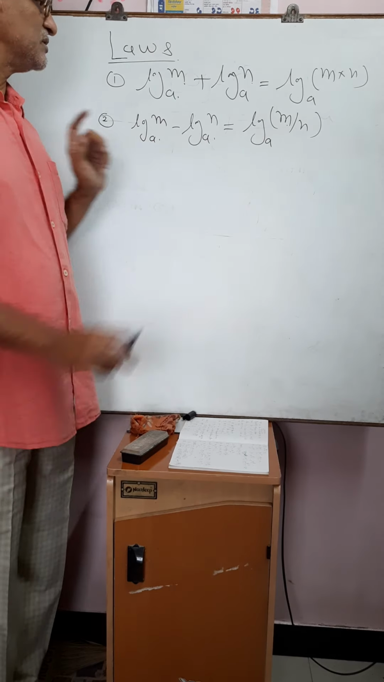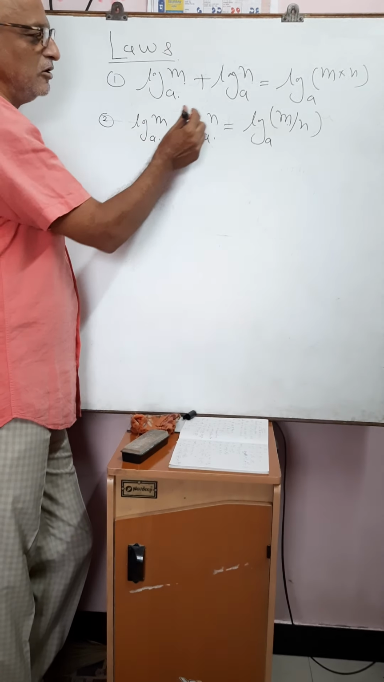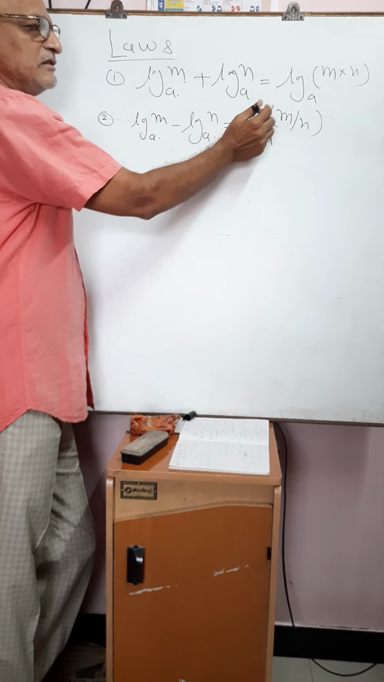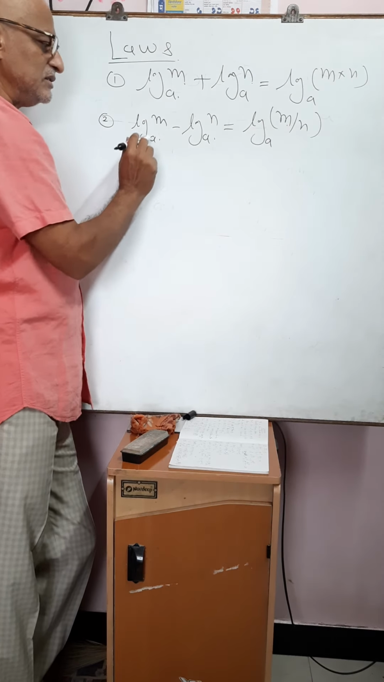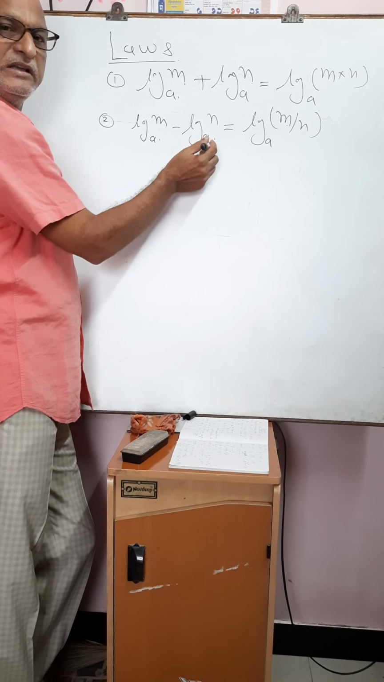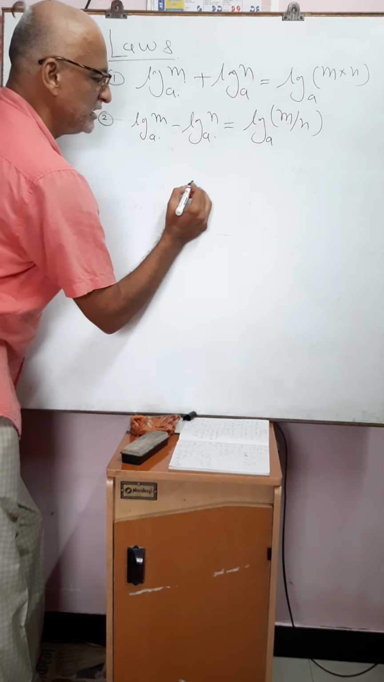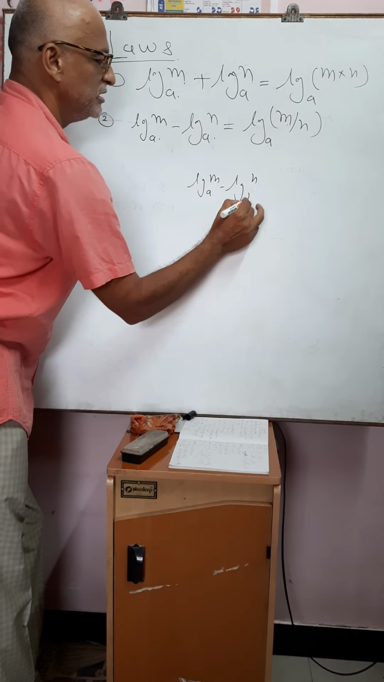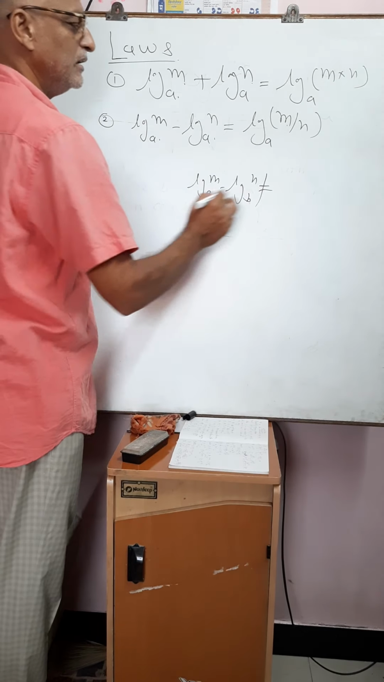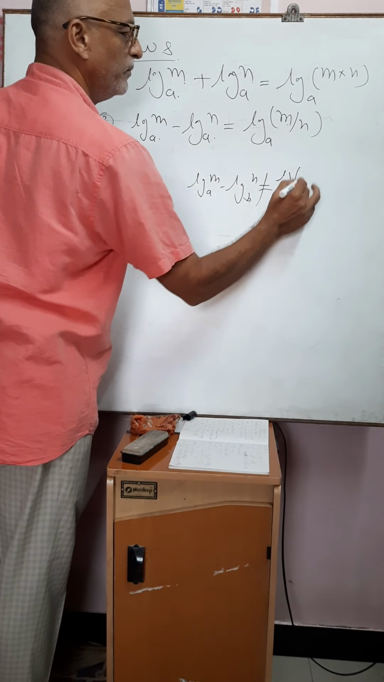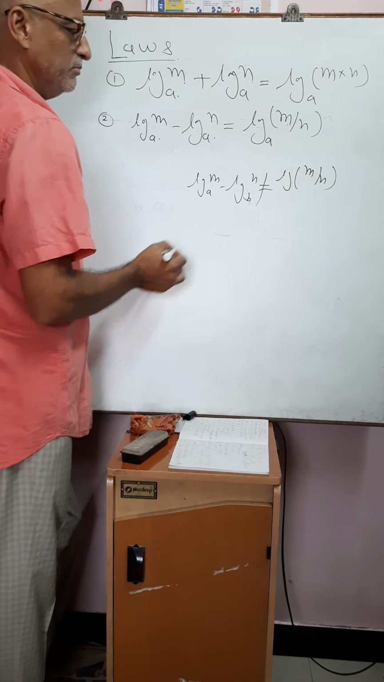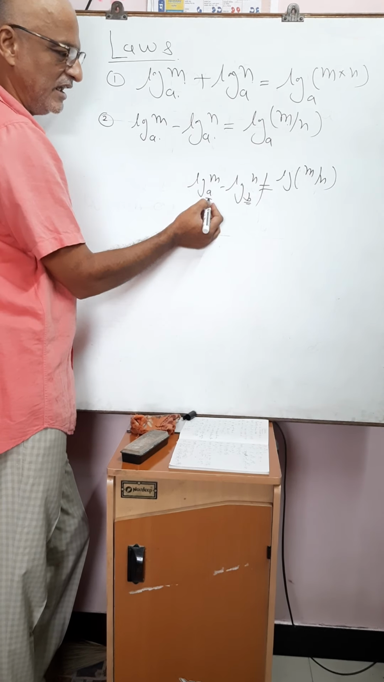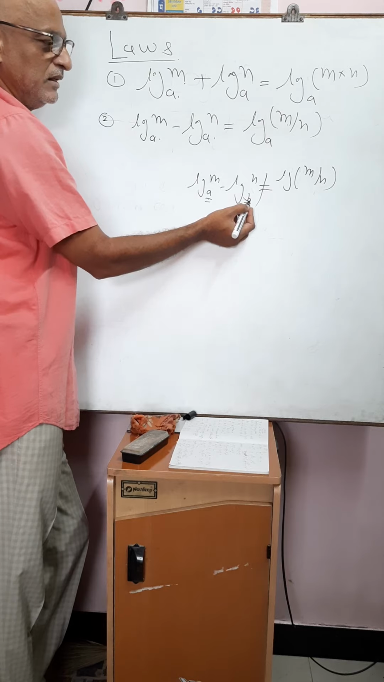If the bases are different, suppose there is log m to the base a minus log n to the base b, then that cannot be written as log of m divided by n, since the bases will not be the same. Suppose there is log m to the base a minus log of n to the base b, then this cannot be written as log of m divided by n, because the bases are different. Here it is base a and here it is base b.